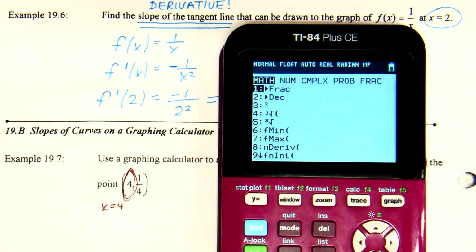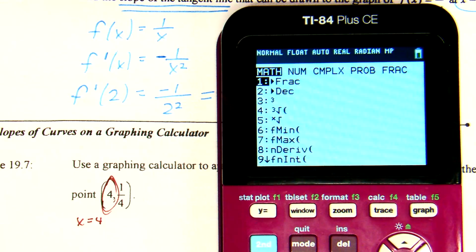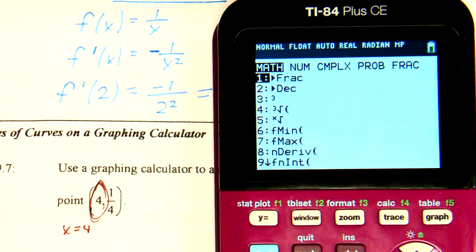Now, are we all using the same calculator? Yours is an 84 though, right? Okay. So we should be good. Last year I had an 83 in calculus, so those work slightly different. Especially when it comes to this. So that's why. Okay, so number 8, yes?